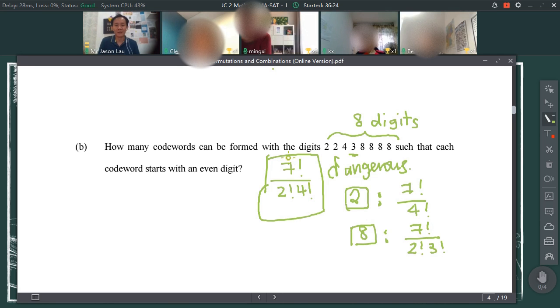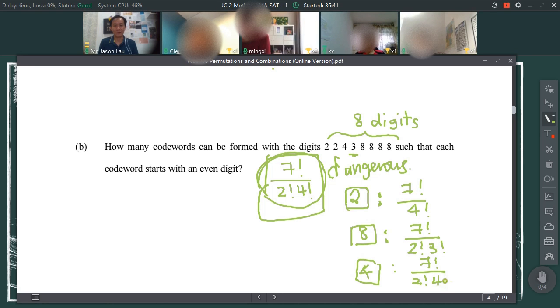So this bracket formula is a bit dangerous. Kai-Xing, you get me? And of course the last case, if the 4 is in front, then it will be 7 factorial over 2 factorial, 4 factorial. Do you see this? Mr. Lau, I know the other way to do it. Is it 8 factorial over 2 factorial 4 factorial minus 7 factorial over 2 factorial 4 factorial? Yeah, correct.